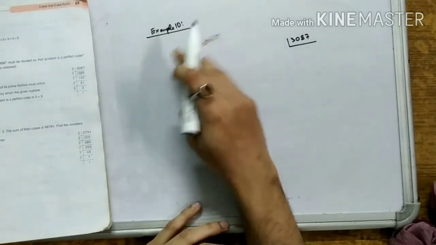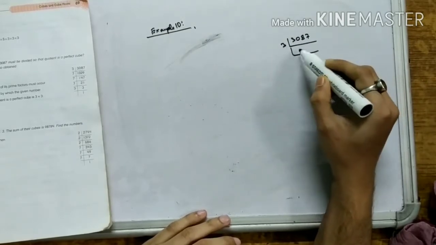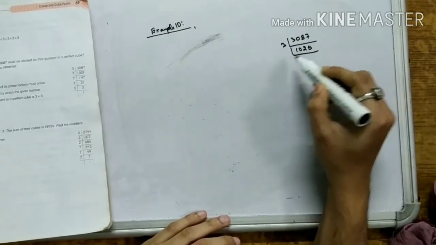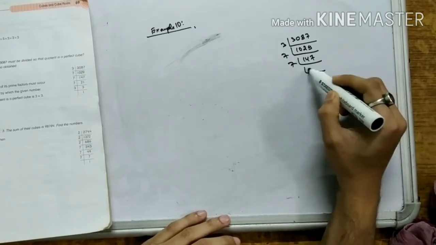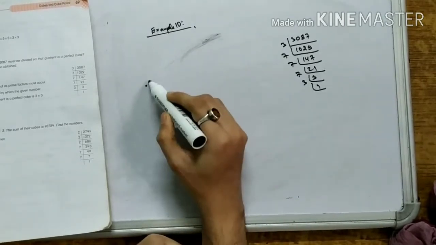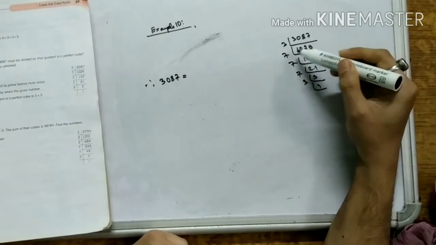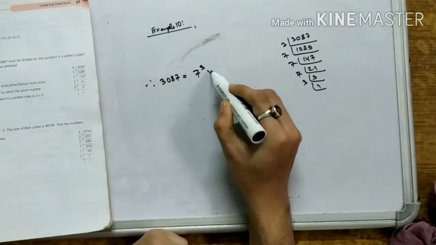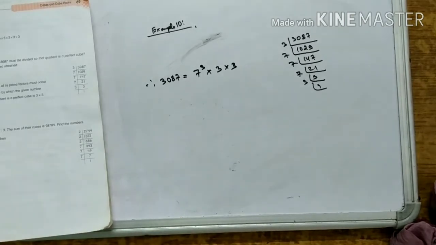You write it, the prime factorization of 3087. So the prime factorization of 3087 I will get here. This is 7 147 721, 7 3 3 1. So therefore I can write 3087 equals 7 cube into 3 into 3. Okay, 7 cube into 3 into 3.